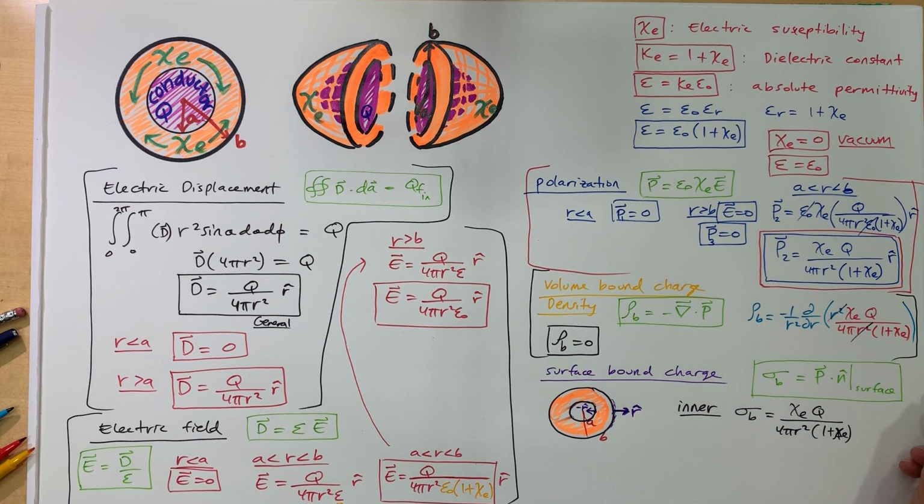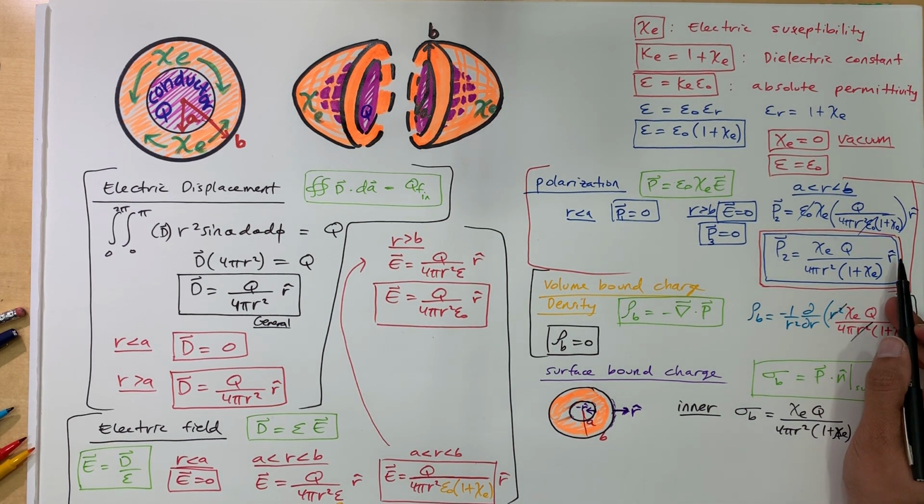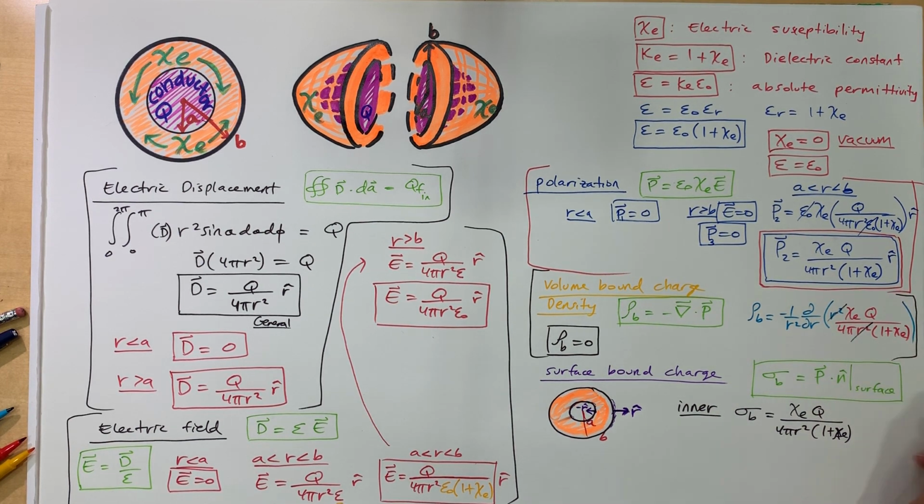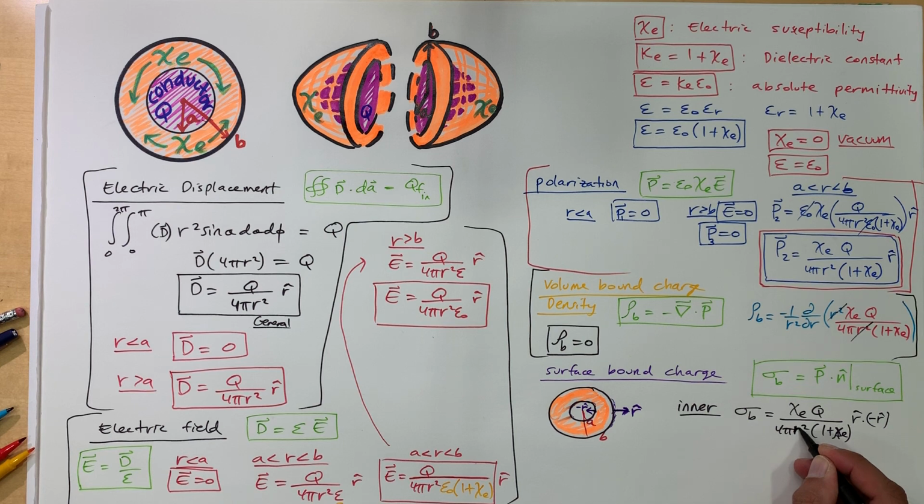Okay, and we have r hat, which is good, and dotted with the normal to the surface of A is going to be negative r hat. It's going to be inward. And so that means that we need to change this r here to A. So let's do that.